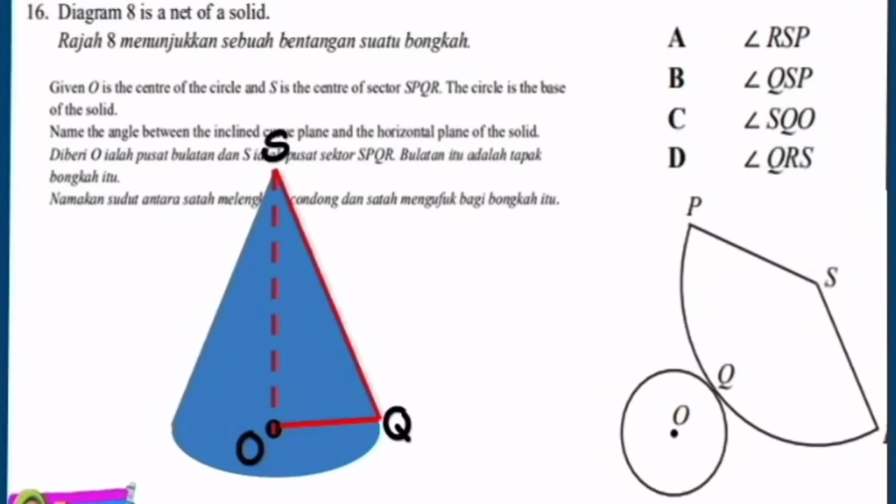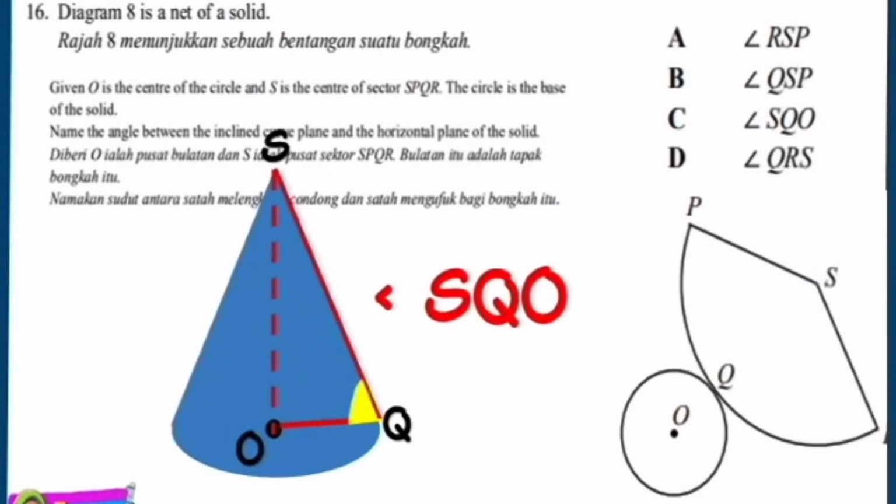So the inclined plane should be the line which looks slanted to the left. So that is line SQ, right? You need to find the angle between line SQ and the base, which of course is a circle. So you can see the radius, which is OQ. For the angle, you can work out a right angle triangle. The angle should be angle SQO, right? So that's all. It's very simple. So the answer should be angle SQO, right? Clear?